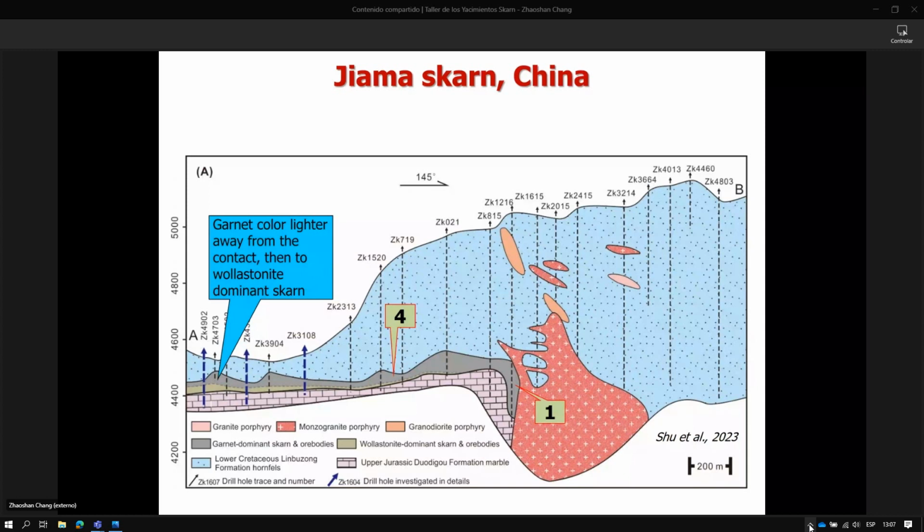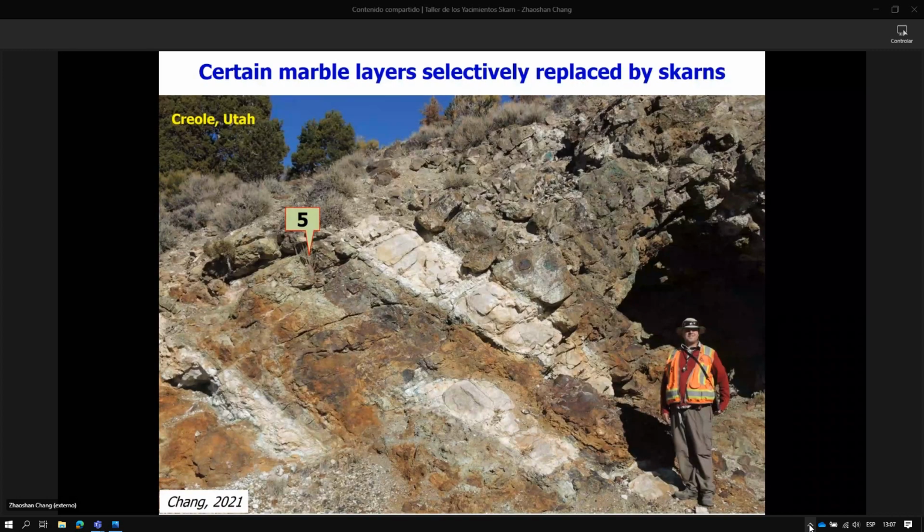Bedding control, limestone, that's the example in Utah. And there are many examples. I'm showing a photo. This is marble, skarn, and mineralized, obviously, with iron oxide, copper oxide. So everything in there, only certain layers are mineralized.